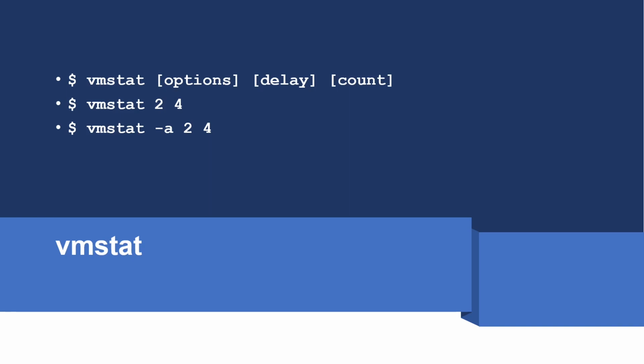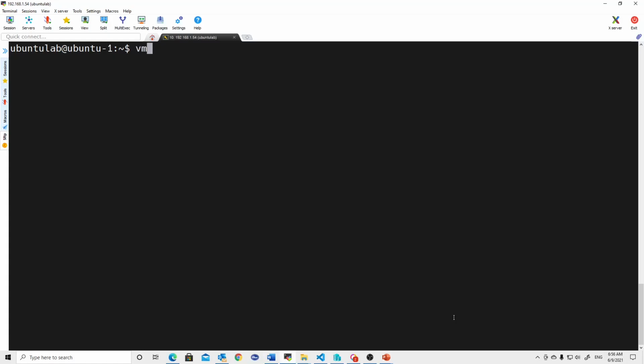If count is not given, vmstat will keep reporting statistics forever until it is killed by a signal such as Ctrl+C. If no other arguments are given, you can see what vmstat displays, where the first line shows averages since the last reboot, while succeeding lines show activity during the specified interval. vmstat 2 4.